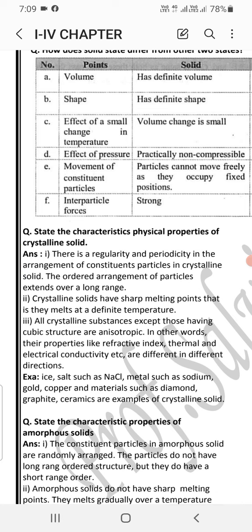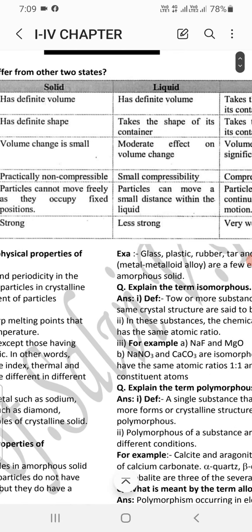Now about liquid. Liquid has definite volume. Liquid takes the shape of its container. About temperature, it has a moderate effect on volume change, and liquids are slightly compressible. Now, movement of particles. Particles can move a small distance within the liquid and the intermolecular forces are less in liquid. That is, forces of attraction in liquid are less strong.